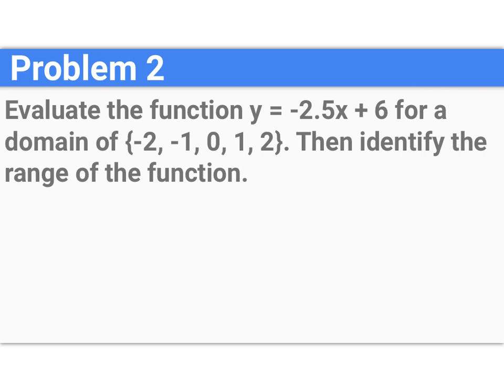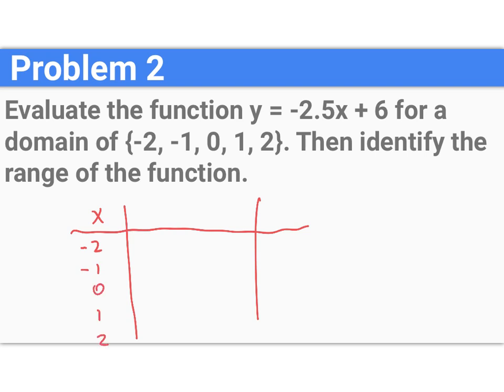Evaluate the function for the domain. So what you're going to do is make 3 columns. Your input, -2, -1, 0, 1, and 2. You put your expression in there. This is an expression, not an equation, because it doesn't have an equal sign. And your output, you can write f of x or y. So -2.5, when we substitute, use parentheses. This way you keep your sign straight.